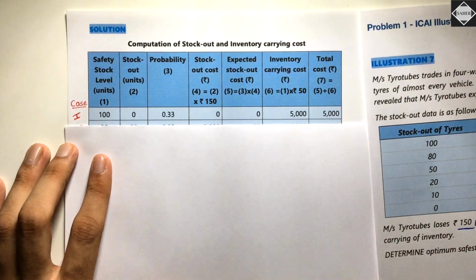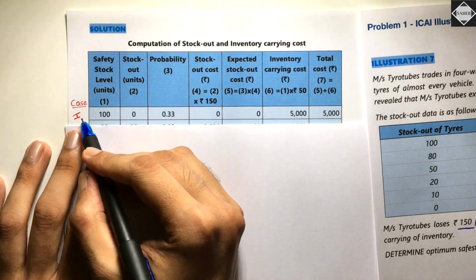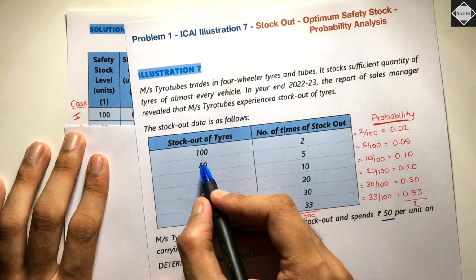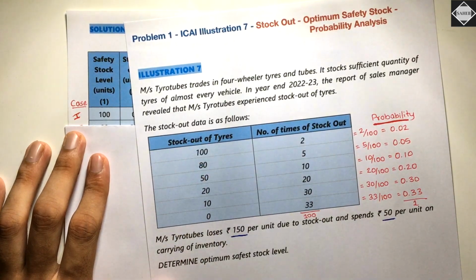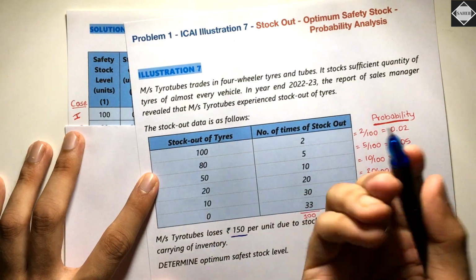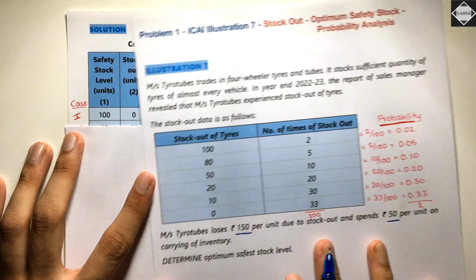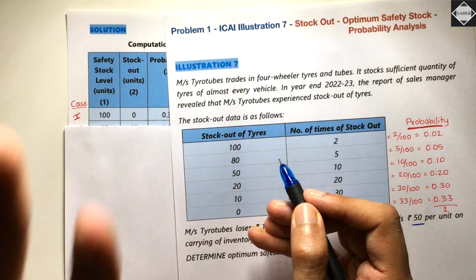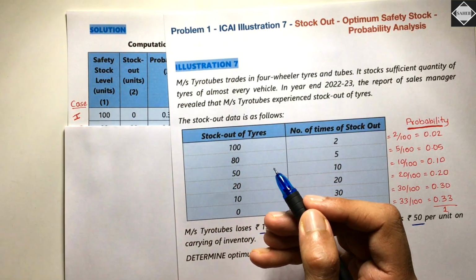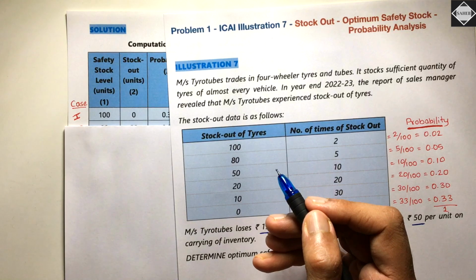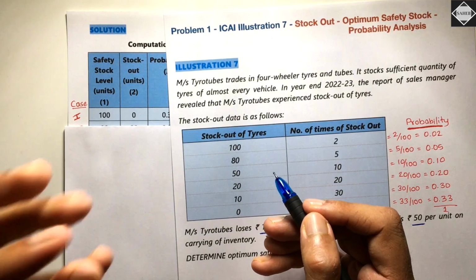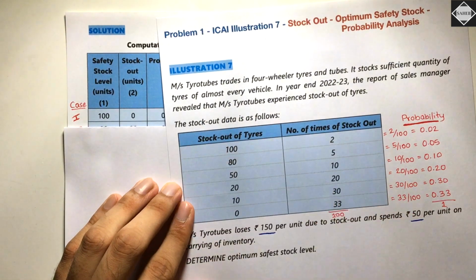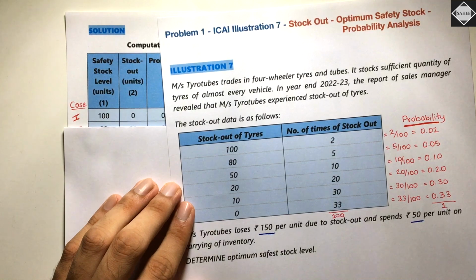Clear? Simple and straightforward. So case 1 is over, where we assumed our safety stock to be 100 units, 100 tires. Fine. Now let's move down. Let's just say we are assuming safety stock as 80. Okay. Now you have assumed, that's fine. That's your case 2 now. Now what you have to do? Do you remember what we have to do? We have to check the safety stock with all the scenarios.